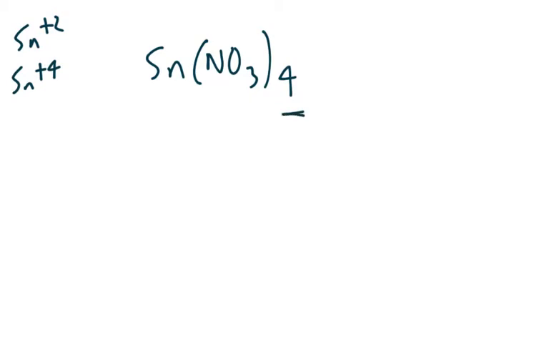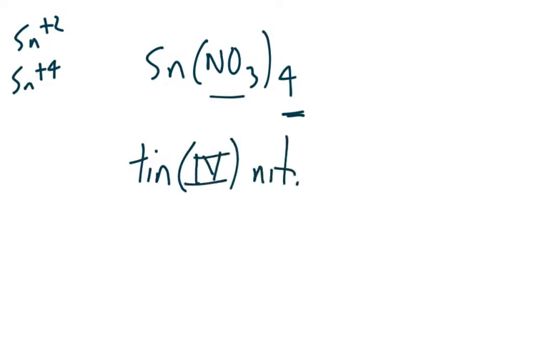And you could tell with this one, when you uncrisscross it, that the 4 came from the tin. So tin, in this example, is the +4. Okay? So, actually, I wrote that wrong. So what you do here is you put a Roman numeral 4 in parentheses, and then this is nitrate, the polyatomic ion. So you name that as is, and there you have the answer.